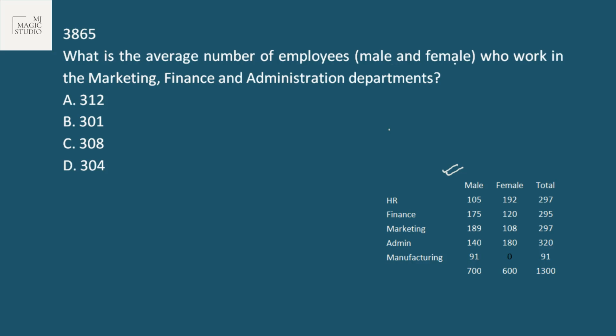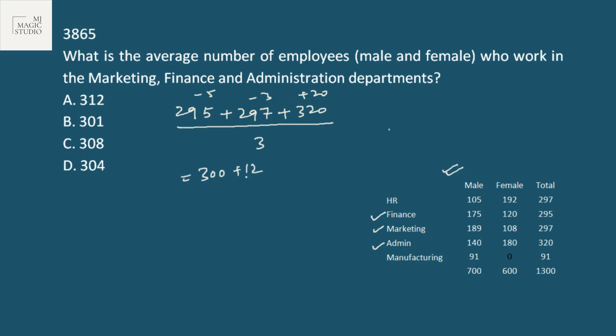First question is, what is the average number of employees, male and female, who work in marketing, finance and admin? So finance 295, marketing 297 and admin 320 divided by 3. If I take 300, this is minus 5 minus 3 plus 20, that will give me 12. So average is 300 plus 12 by 3, that is 304. Average number of employees in these 3 departments is 304. Option D is the pick.